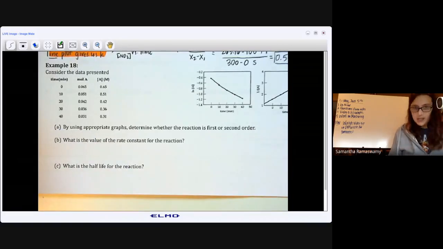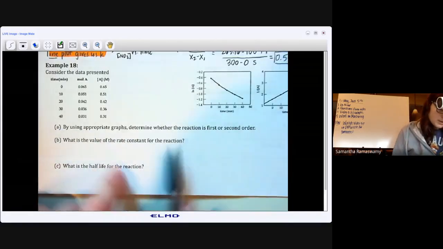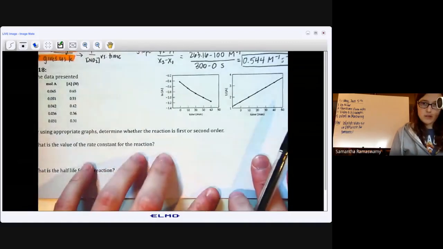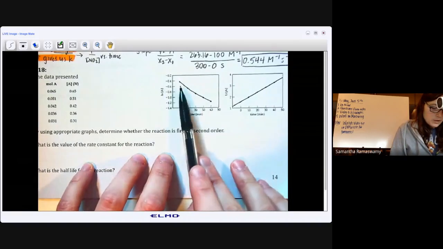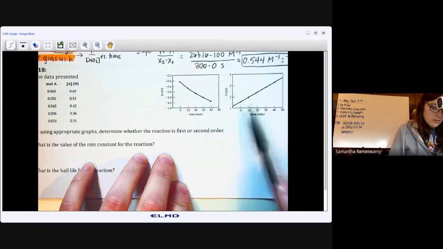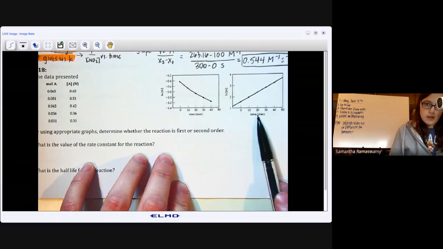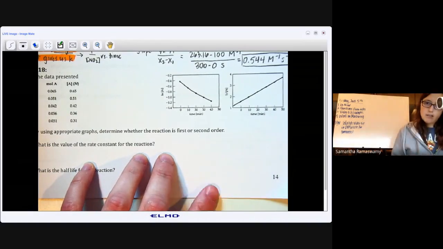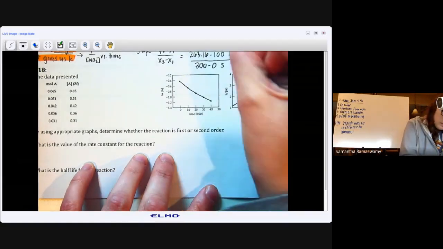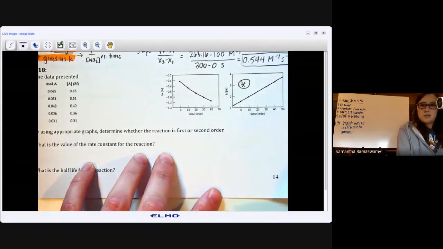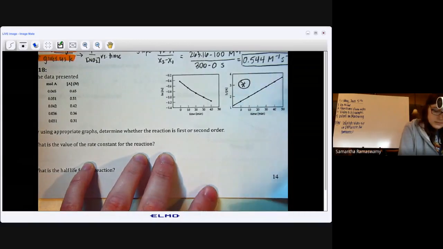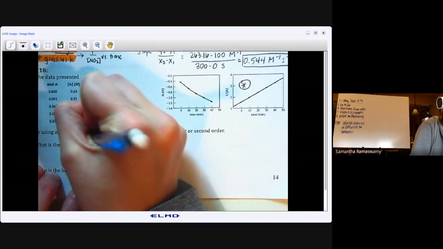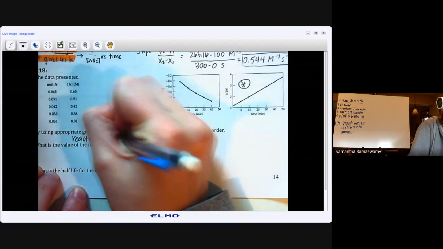Consider the data presented. By using the appropriate graphs, determine whether the reaction is first order or second order. So let's look at the two graphs. We have natural log of concentration of A versus time, and 1 over concentration of A versus time. The one that's the straightest line gives us our order. 1 over concentration versus time is the straight line. And so this reaction is second order.